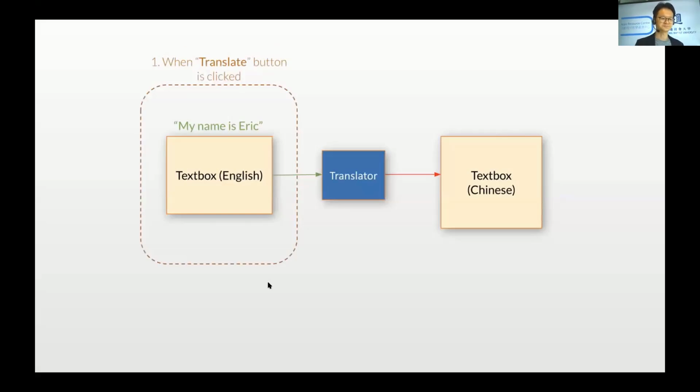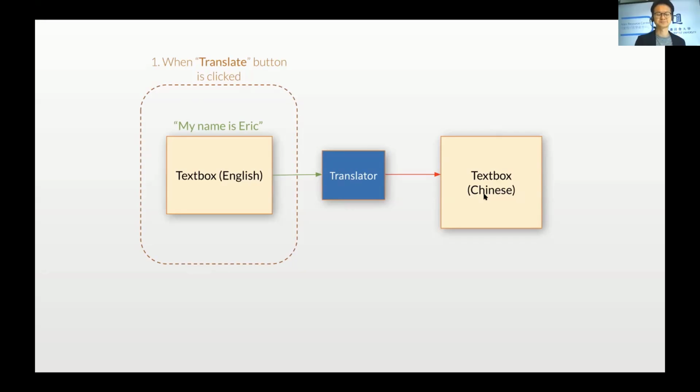So what kind of condition do we need to have? Well, first, we need to wait for the user to input the text. And second of all, we need to wait for the user to press on the translate button, right? So we want the translator to start working when the translate button is clicked. So that's our first condition, all right? So when the translate button is clicked. Now, after the translation is done, there's another condition that we need to meet in order to start showing the Chinese text in the text box.